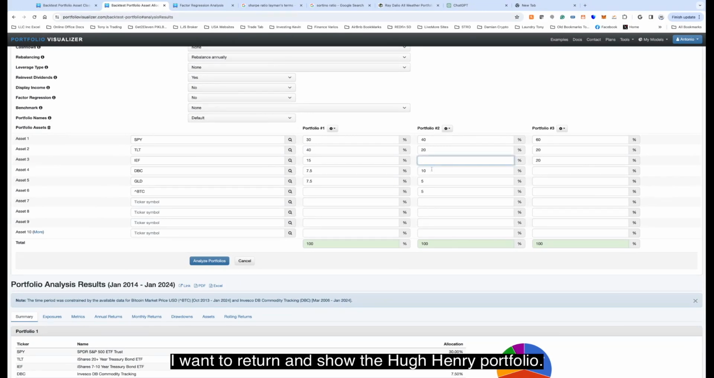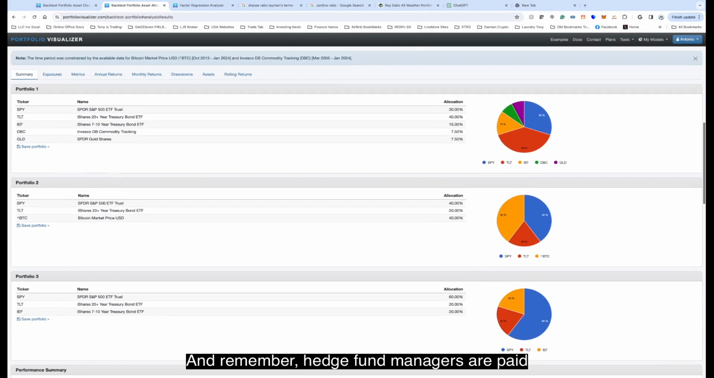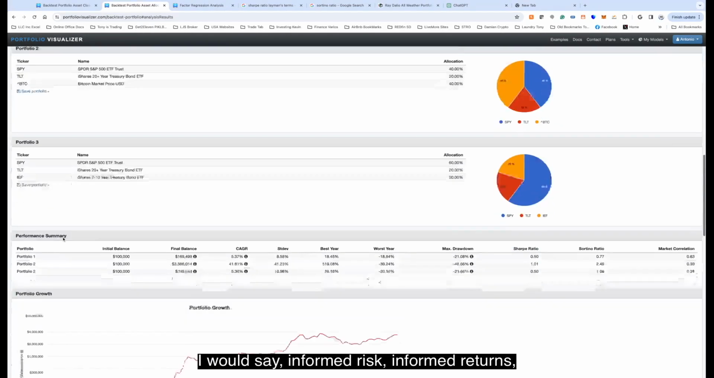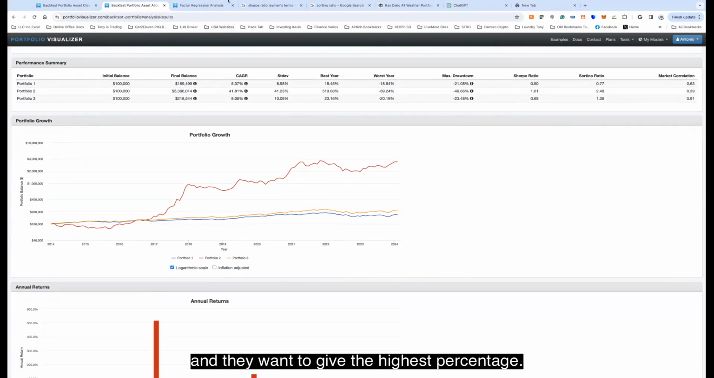I want to return and show the Hugh Henry portfolio. And remember, hedge fund managers are paid by what they have done for their clients lately. So they take calculated risk, of course. They take smart risks, and they take, I would say, informed risk, informed returns, and they want to give the highest percentage. So this is an easy way for you guys to play with. Of course, each one of you is going to have different risk. Everybody's risk level is different.